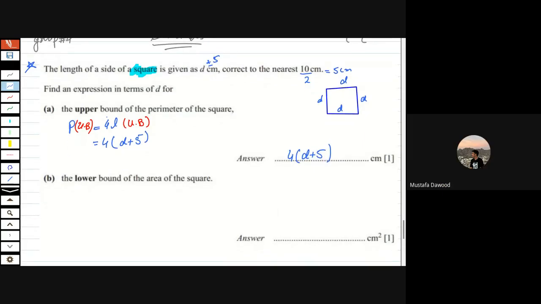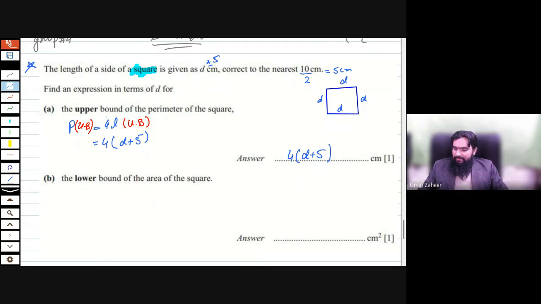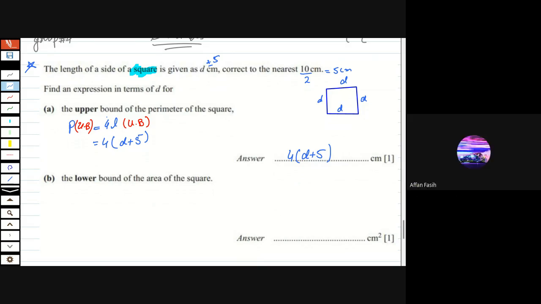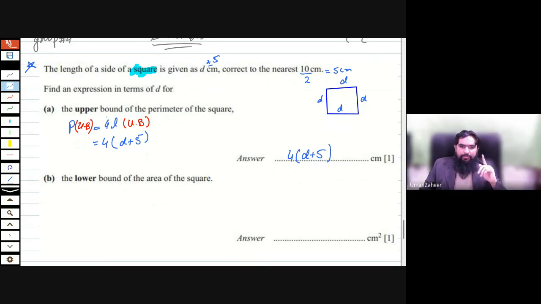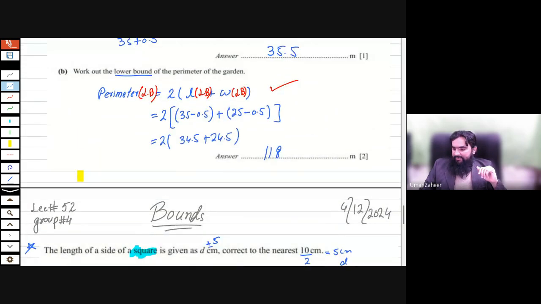Yes, sir. Sir, upper bound means you have to add, right? No, no, no. Upper bound means the maximum value.